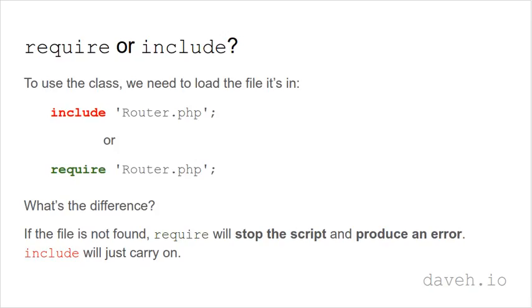To use the class, we need to load the file that it's in, and we can include or require that file. So what's the difference? Well, if the file is not found, require will stop the script and produce an error, whereas include will just carry on. Seeing as we definitely need the class for our code to work, we'll be using require.